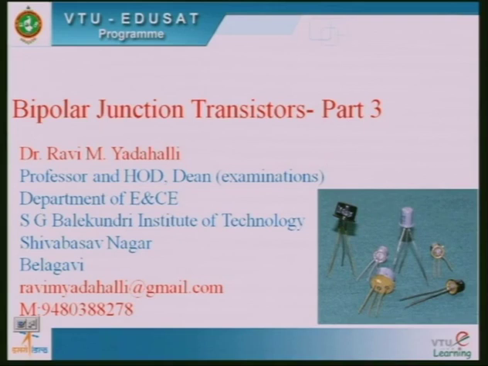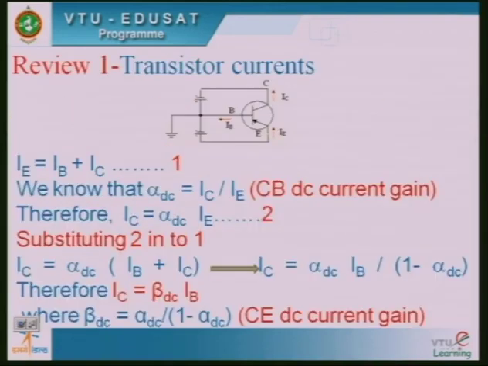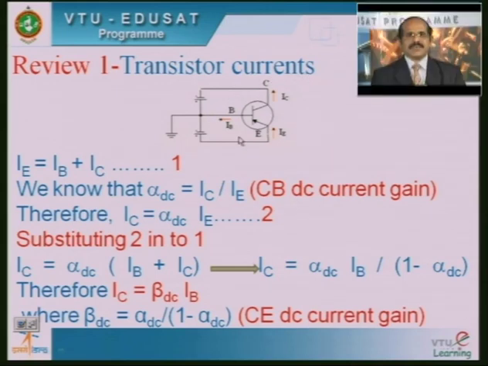So, we shall continue the discussion on the bipolar junction transistor. In the last class, we have seen the transistor current. As this particular slide shows, we considered a PNP transistor, right. If we apply Kirchhoff's current law, we get emitter current is the summation of the base current and the collector current. And also we know that alpha DC is equal to IC by IE, that is output current by the input current, that is collector to emitter current.